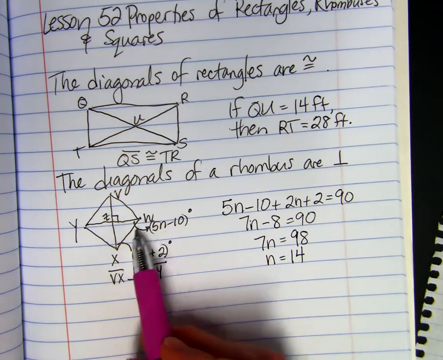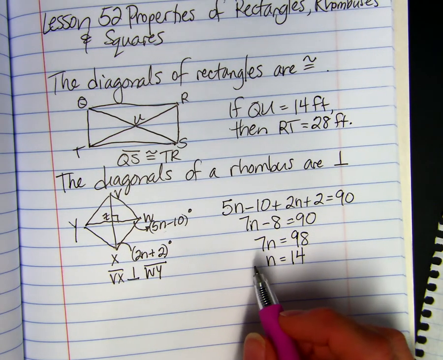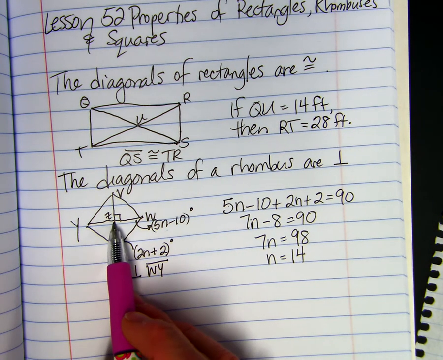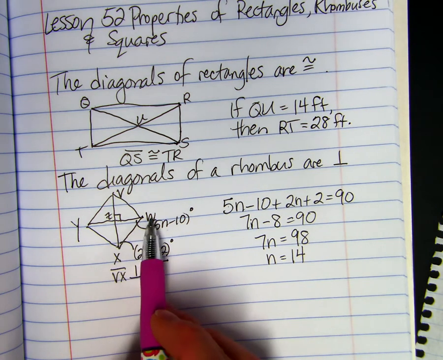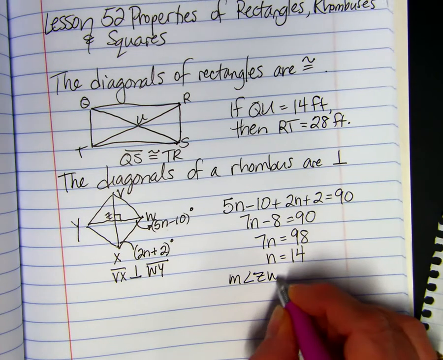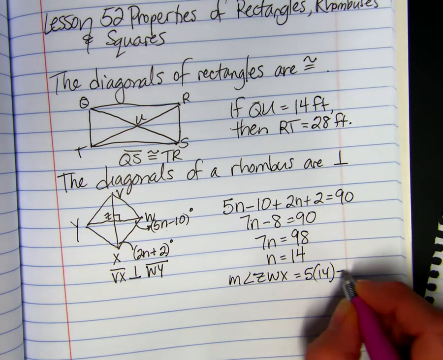So if I wanted to find the angle measure of ZWX, I would plug in 14 for n. So the measure of angle ZWX equals 5 times 14 minus 10.